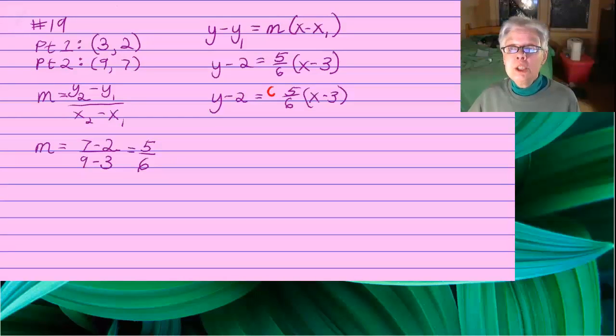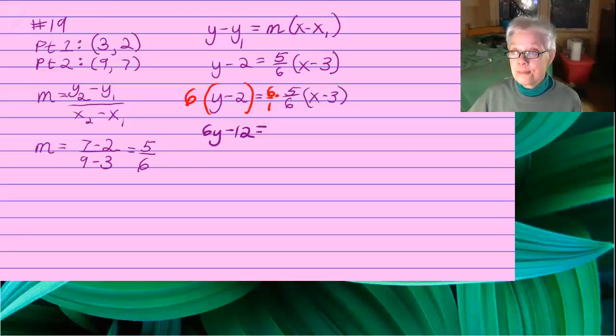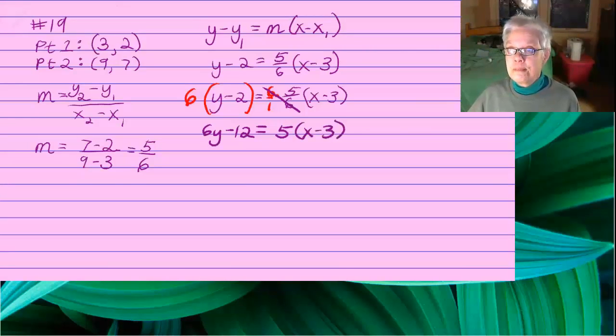I am going to multiply both sides of the equation by the denominator of the slope. That will cancel out the slope. Then I won't have to deal with fractions. Distribute on the left and cancel on the right. And that's what I'm left with. This temporarily eliminates my fractions. Now distribute on the right side also.